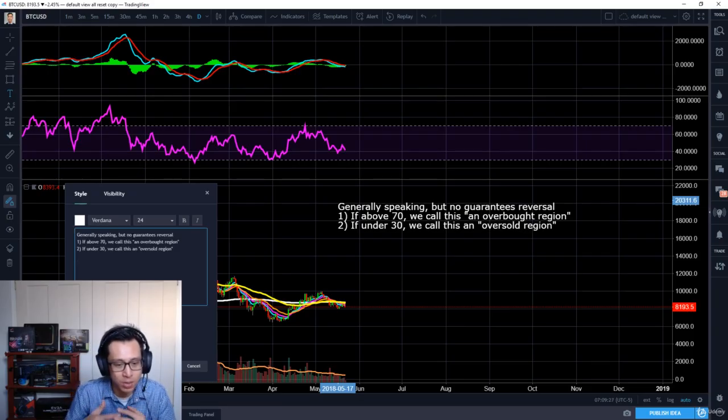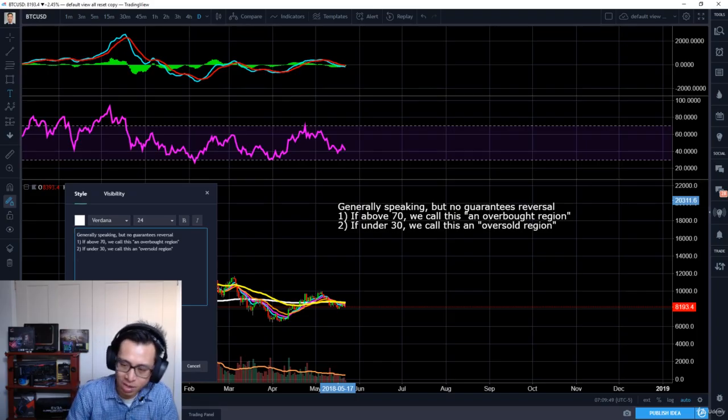Now, during these zones, it doesn't guarantee any type of reversal, but what it can mean is that a reversal might happen sometime soon, because nothing ever stays in an overbought region for that long, and nothing ever stays in an oversold region for that long.